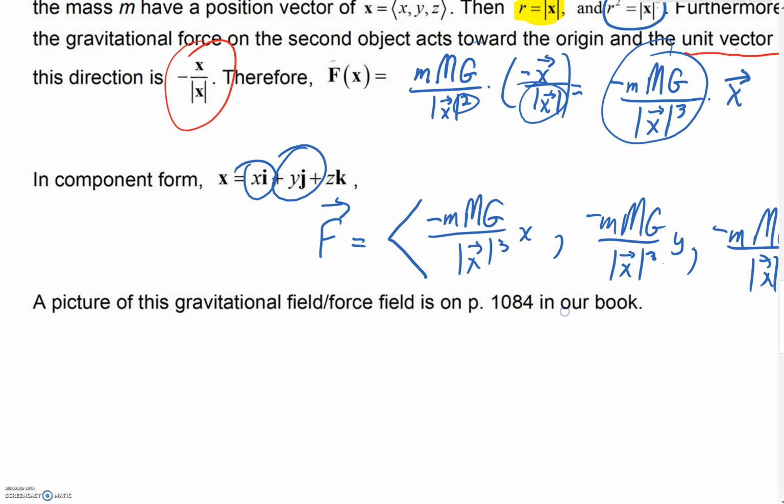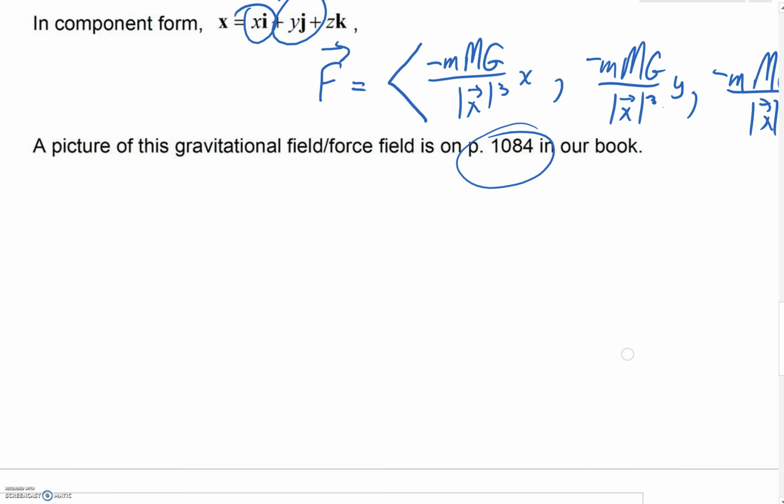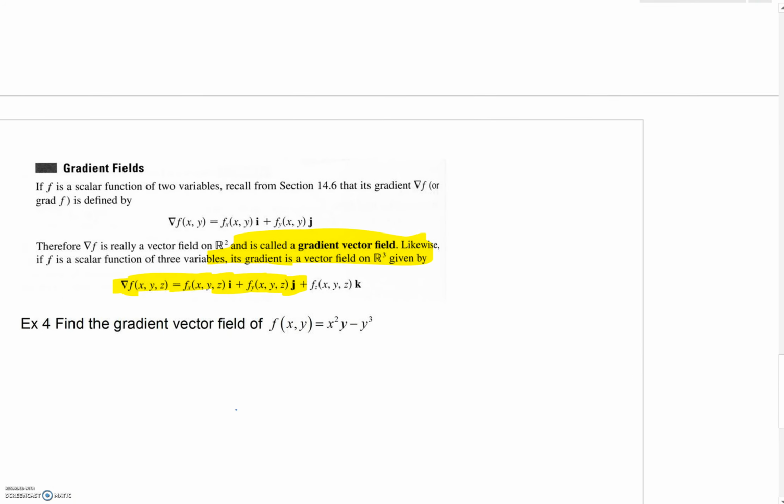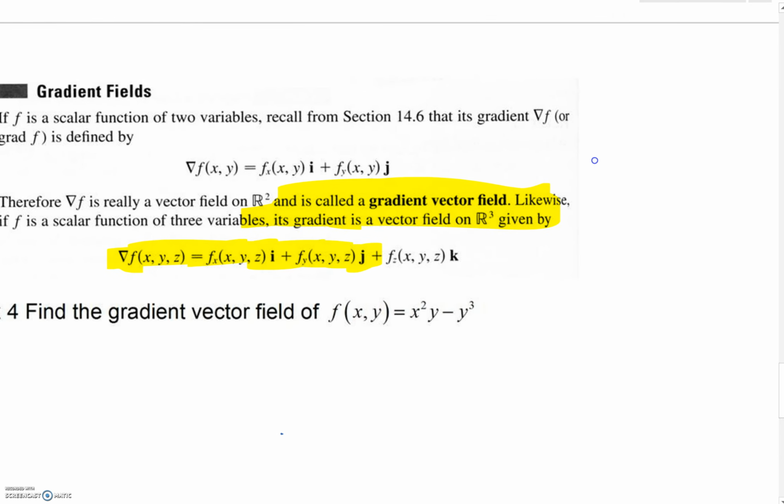Now, a picture of this gravitational force field, you could look at page 1084 in our book, and you can see a nice depiction of what that gravitational field looks like. Wrapping this up, a gradient field. Well, the gradient, which is the derivative of f with respect to x times i and the derivative of f with respect to y times j, is your gradient, and this would be a gradient vector field. If you're assigning a vector in this regard for any point, then you've got a gradient vector field.